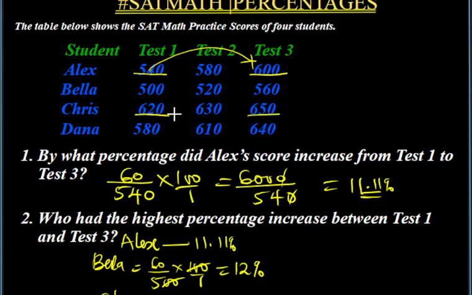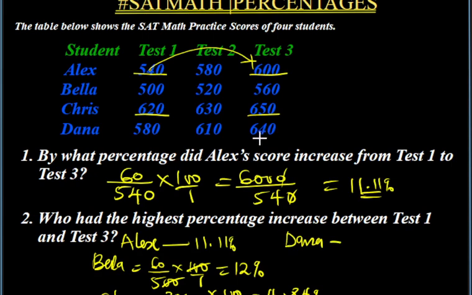Then for Chris, this is 620, 650. The increase is 650 minus 620. That is 30 divided by 620 times 100 over 1. By the time we simplify this, we get 4.84%.